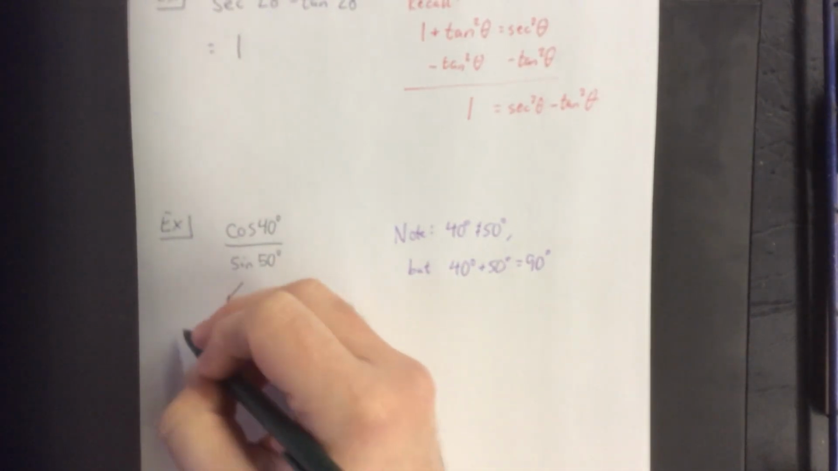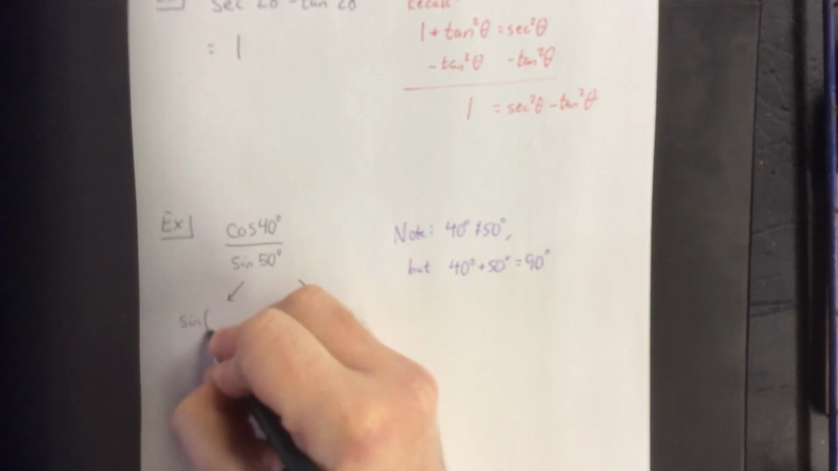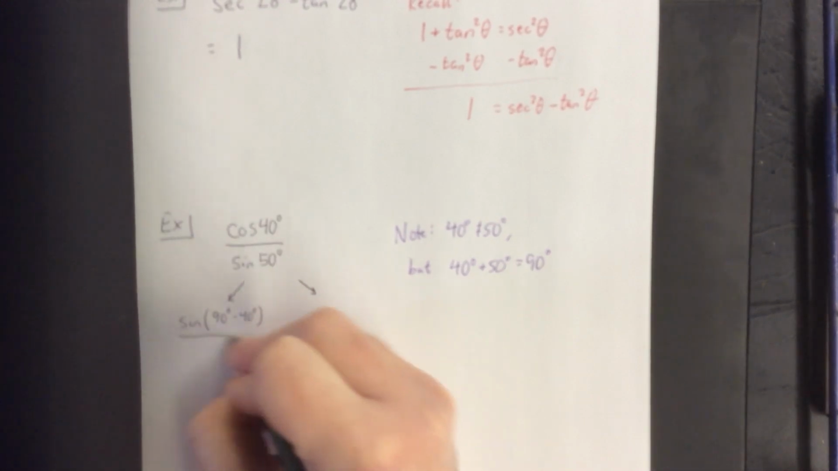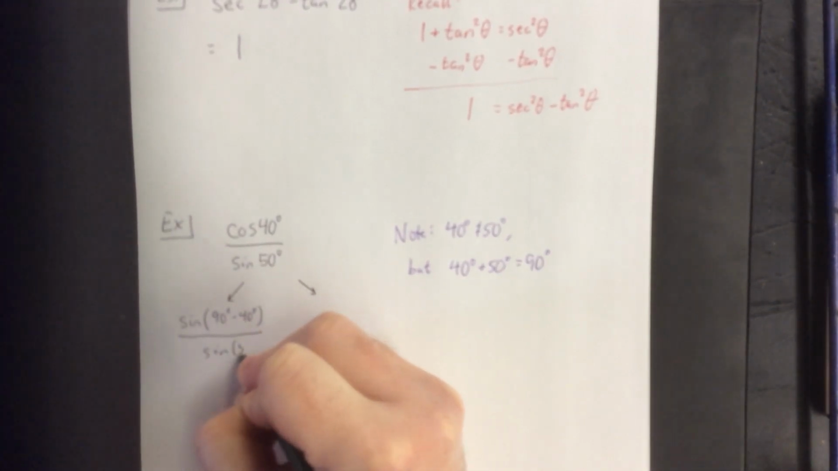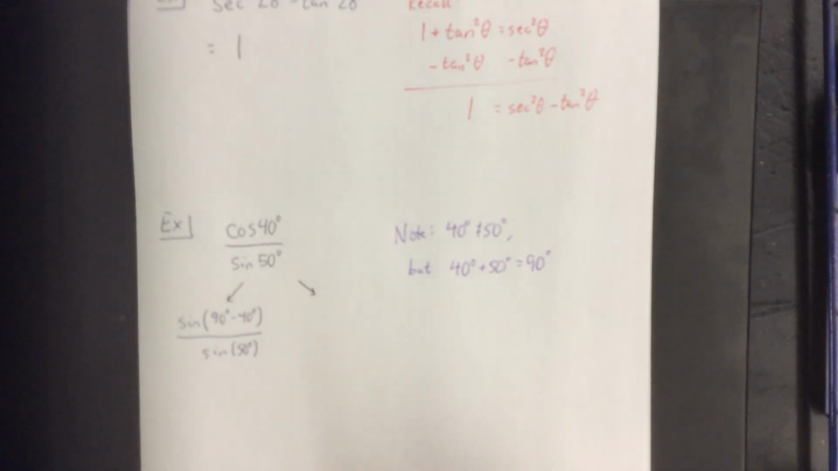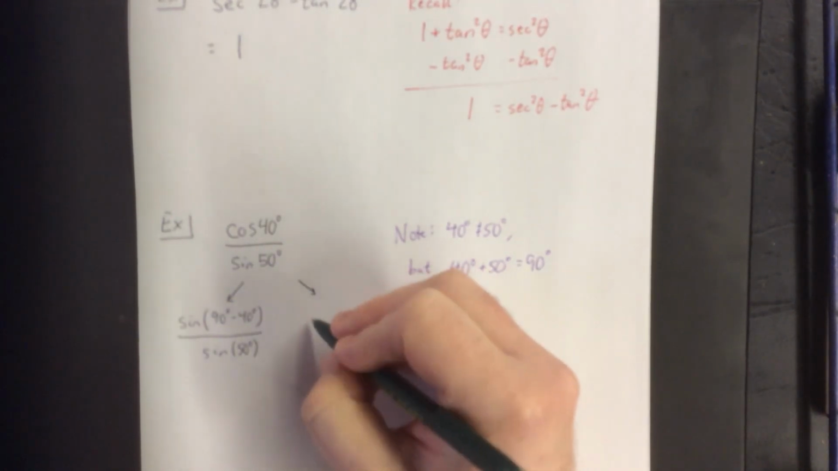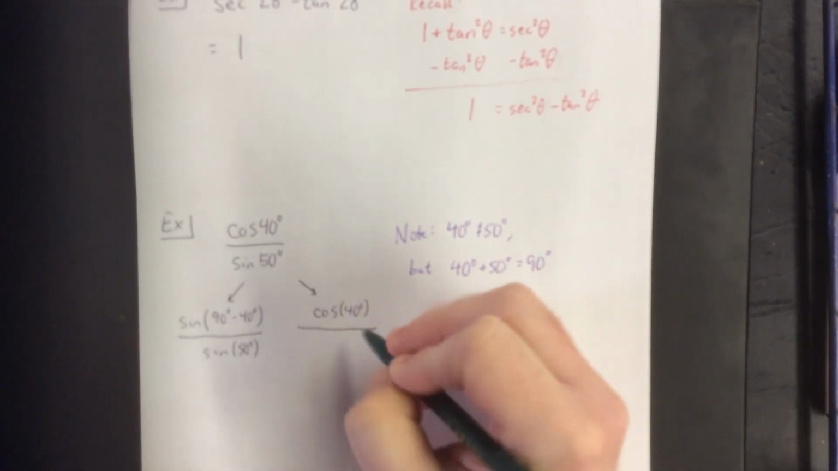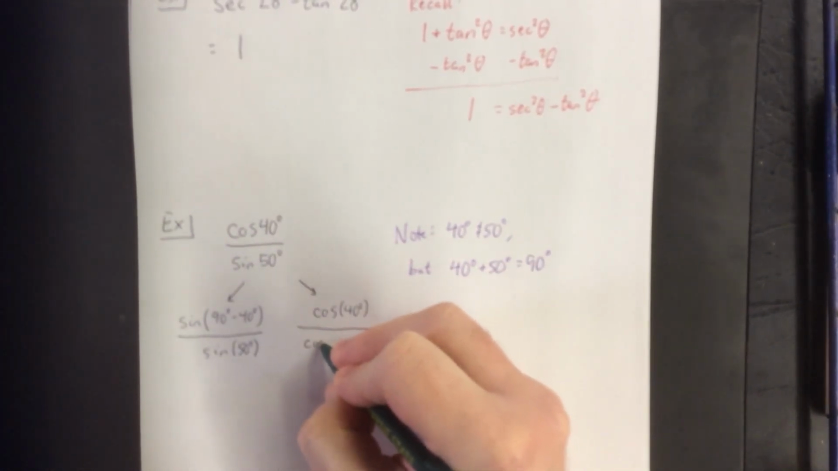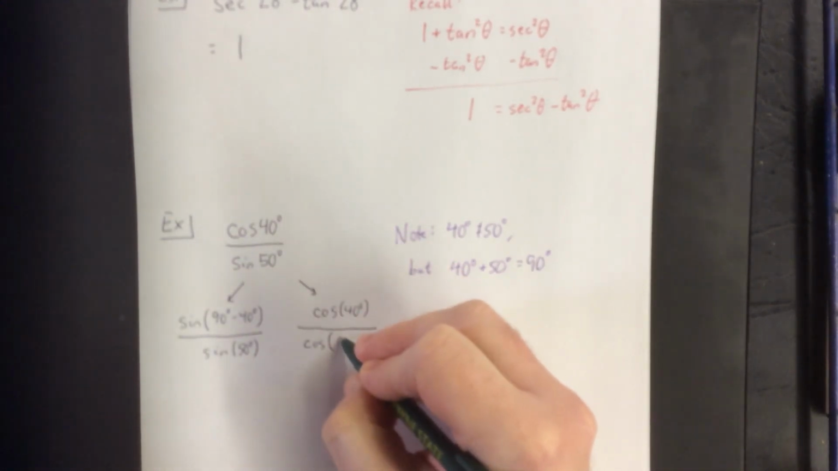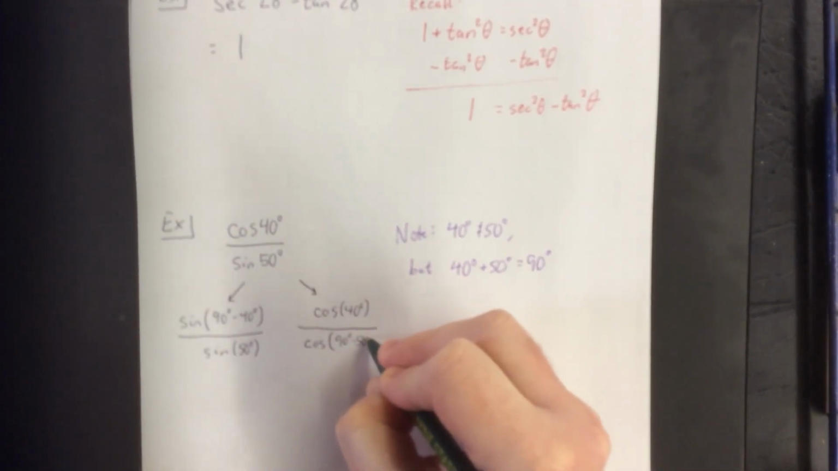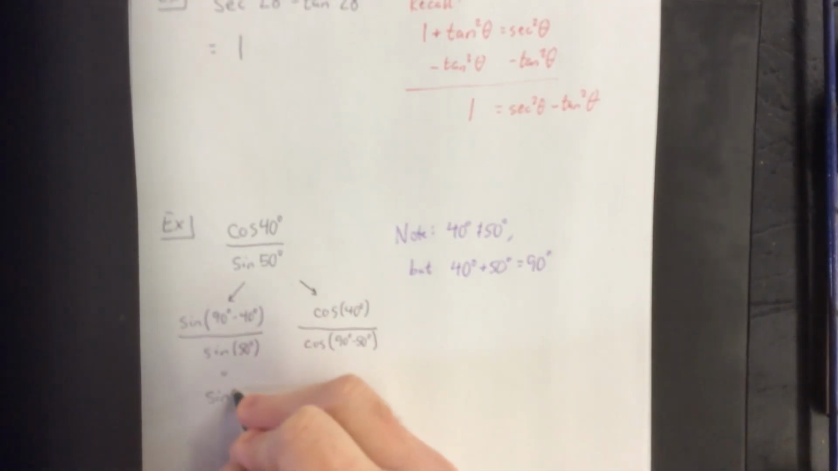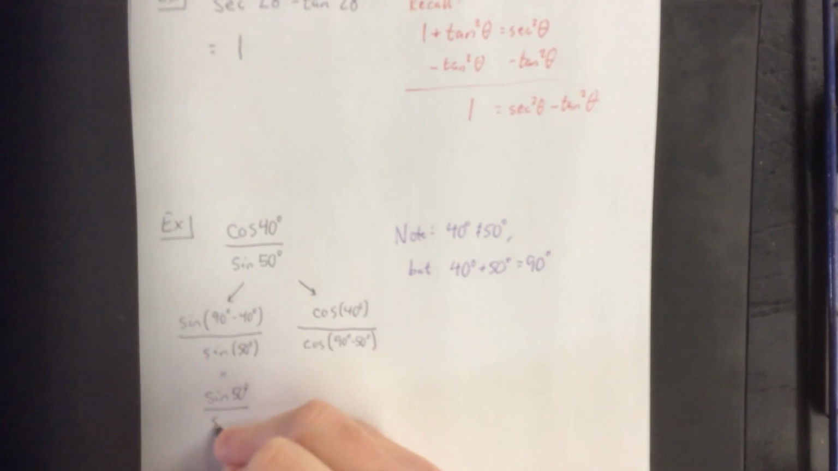I can apply a cofunction identity to the top, turn the cosine into a sine, and turn the angle into 90 degrees minus 40 degrees. The denominator would stay the same. Now with that in mind, I could also apply a cofunction identity to the bottom. And if I apply a cofunction identity to the bottom, sine becomes cosine, and 50 degrees becomes 90 degrees minus 50 degrees. In the first case, this winds up being equal to the sine of 50 degrees divided by the sine of 50 degrees.